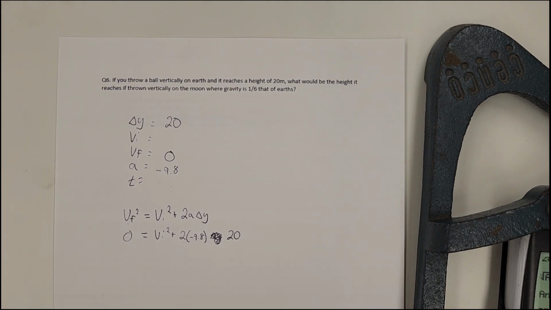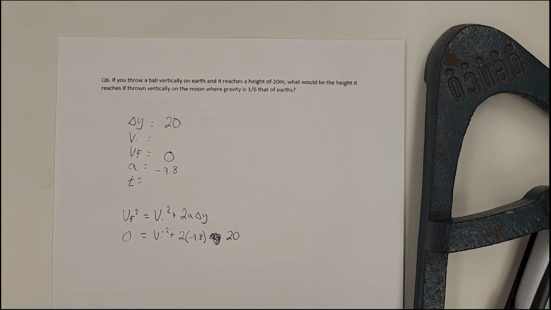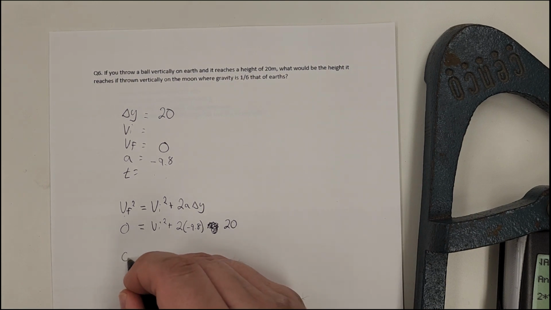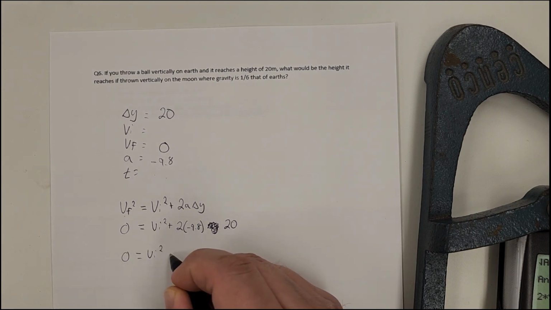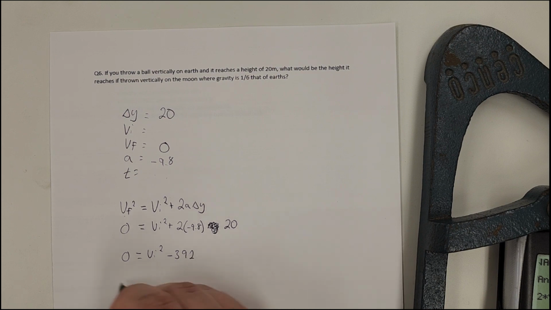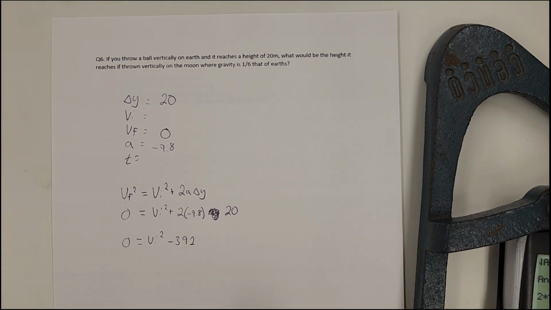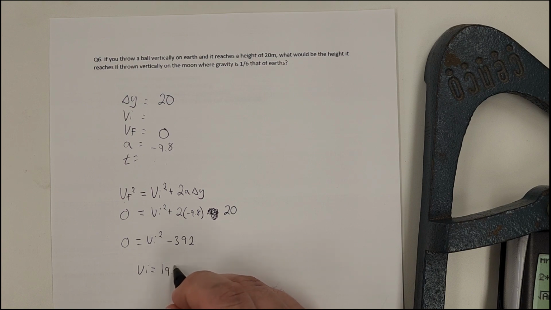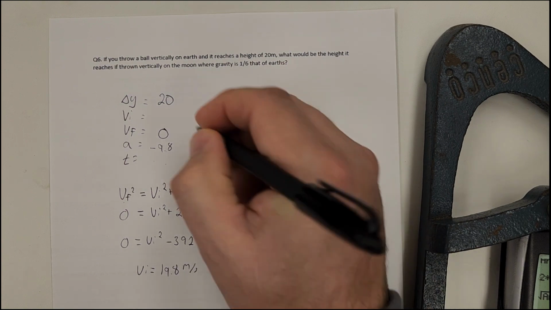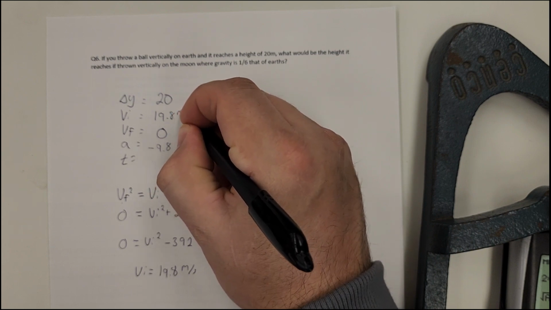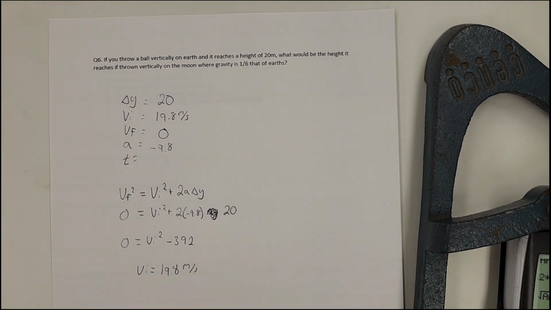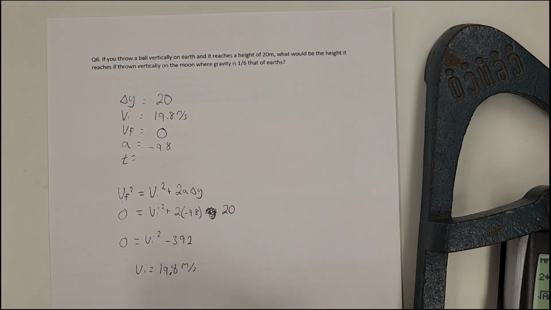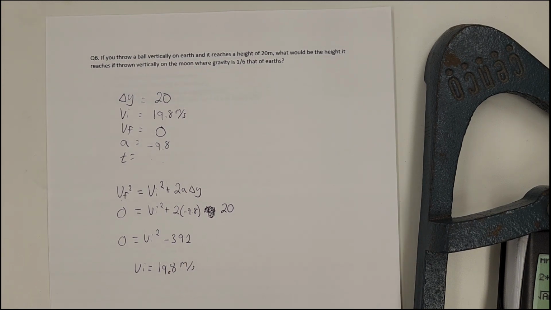So we will have 2 times the negative 9.8 times 20 gives us a negative 392. Okay, so I'll have Vi squared minus 392. Add that 392 to the other side and then take a square root. Okay, and if we do that, we end up that Vi had to be 19.8 meters per second. So you had to throw the ball with an initial velocity of 19.8 meters per second in order for it to reach that height of 20 meters on Earth.